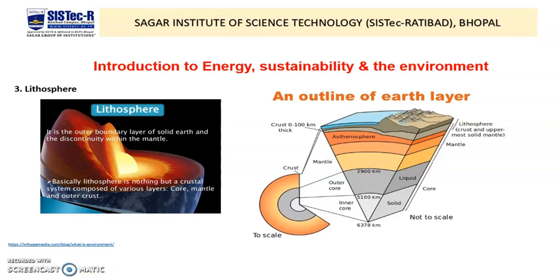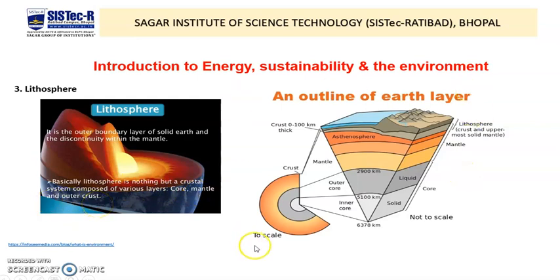So we can say that it is the outer boundary layer of solid earth and the discontinuity within the mantle. Basically, lithosphere is nothing but a system composed of various layers like core, mantle and outer crust.